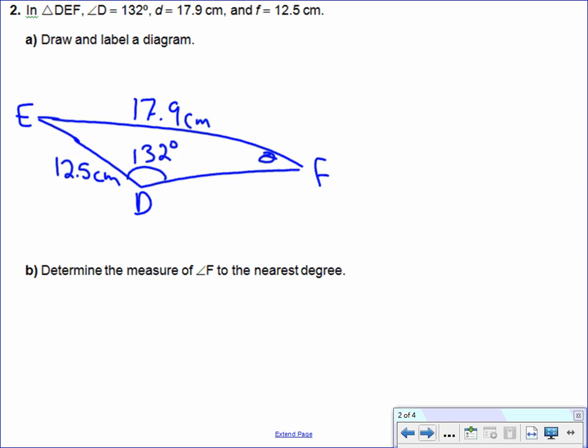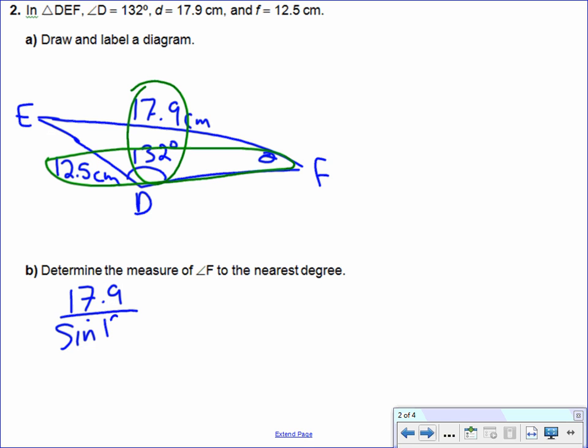Okay, so based on my triangle, I'm going to make sure I have side lengths and corresponding angles, side lengths and corresponding angles, which I do. So determine the measure of F to the nearest degree. So what I need to do is D is 7.9 over sine of 132. And that is equal to side length 12.5, which is my F, over sine of theta, because I do not know my degree. Now, in a second, we're going to see a question where we know all of our angles, but we don't know our side lengths. The same thing works, right?